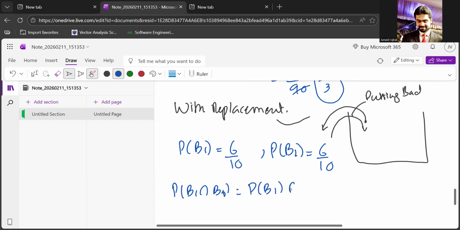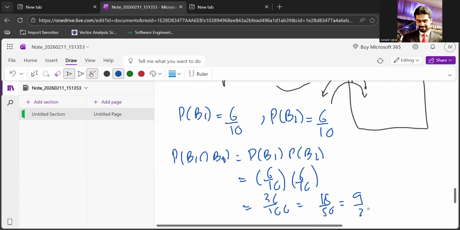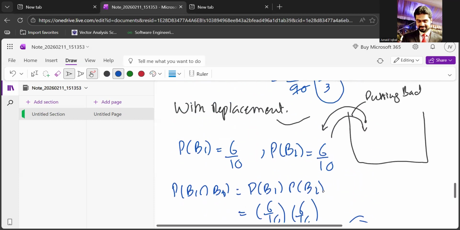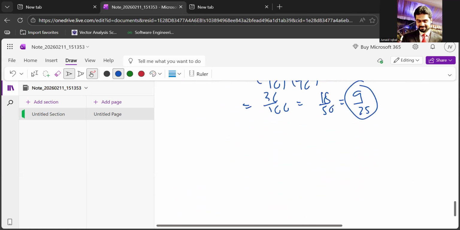So with the replacement condition, the multiplication would be the same because for independent events, we are always going to multiply both the probabilities. That would be 6 upon 10 times 6 upon 10, which is 36 upon 100. We are going to simplify it, so 9 upon 25 would be the probability of picking blue first and then blue again with replacement. Okay, so that's it.